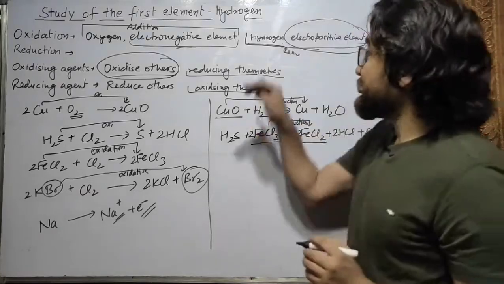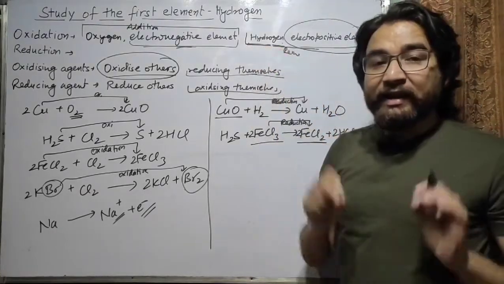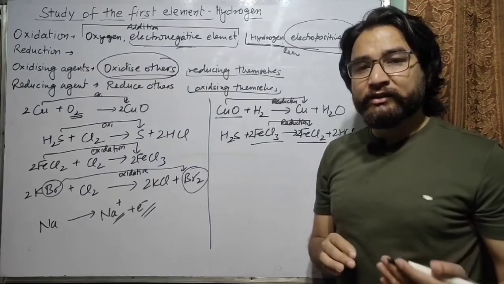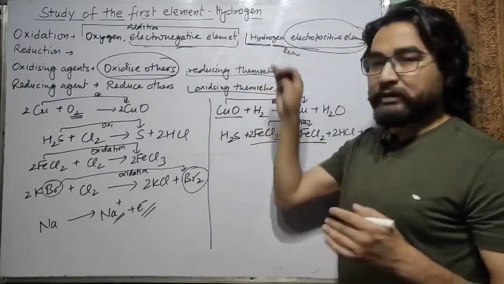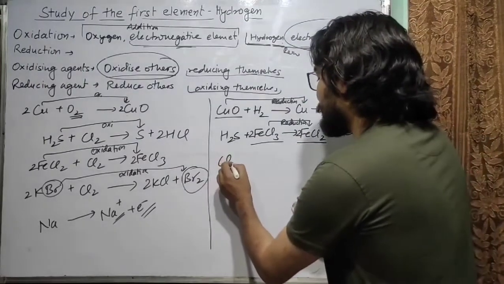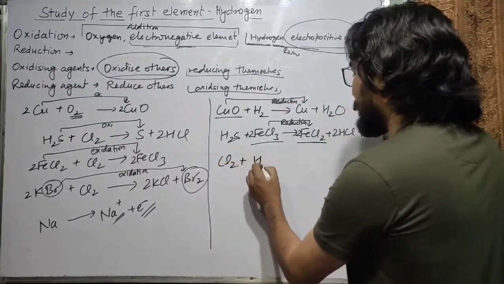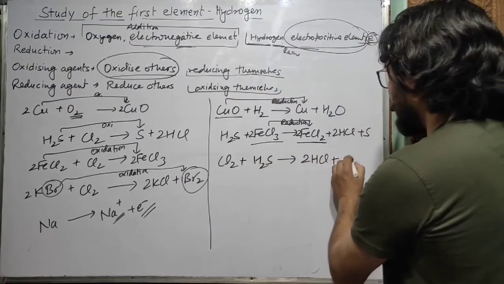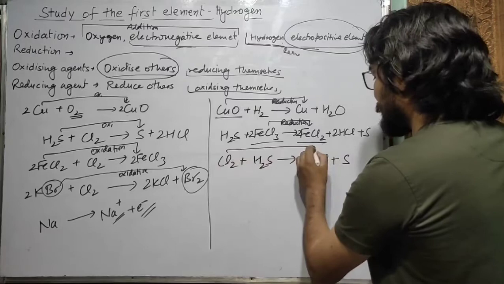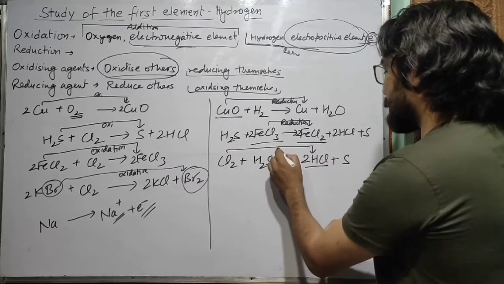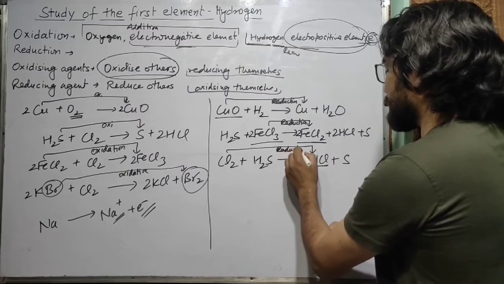Now similarly, one more thing, that is addition of hydrogen. Addition of hydrogen is what? That is reduction. So again, let's see the example of addition of hydrogen. Cl2 plus H2S will form 2HCl plus S. So you can see in chlorine we are adding hydrogen. So that is reduction of chlorine.